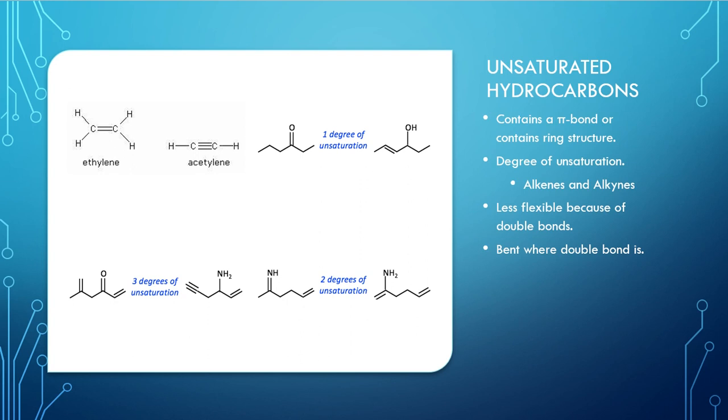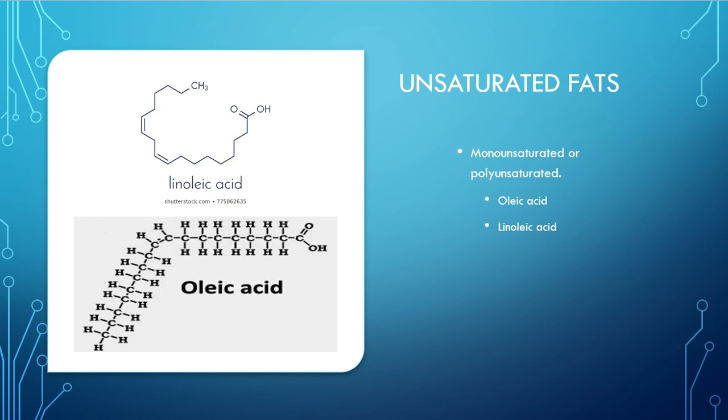And whenever we see a pi bond, we're typically also going to see a bend, and that'll come into play later. So we have our unsaturated fats. We have two types: monounsaturated or polyunsaturated. Our monounsaturated fats are going to have a single degree of unsaturation, and our polyunsaturated fats are going to have more than one degree of unsaturation. And the double bond is again going to create a bend, and this reduces flexibility. Our two examples are oleic acid and linoleic acid. Linoleic acid is our polyunsaturated, and oleic acid is our monounsaturated.